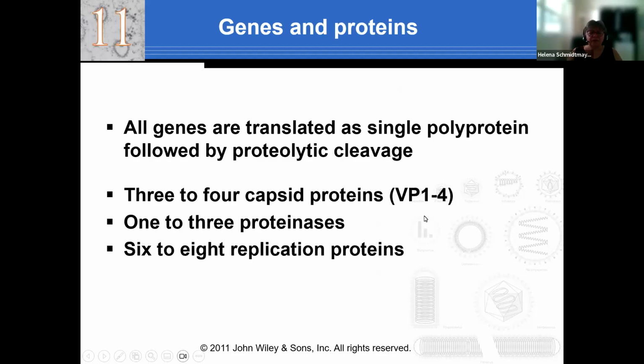So all genes, as I mentioned before, are translated as a single polyprotein. And this single polyprotein is afterwards cleaved into the regions P1, P2, P3, which are further cleaved into individual proteins and yield different kinds of structural and regulatory proteins.